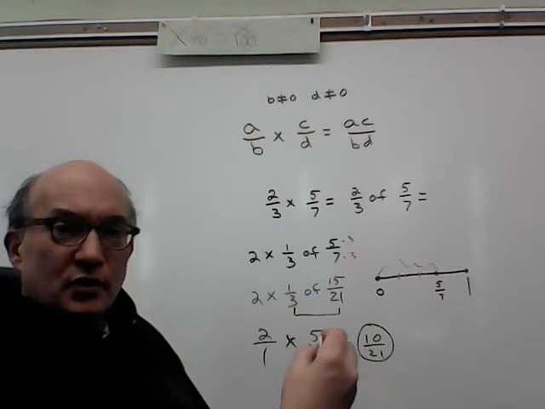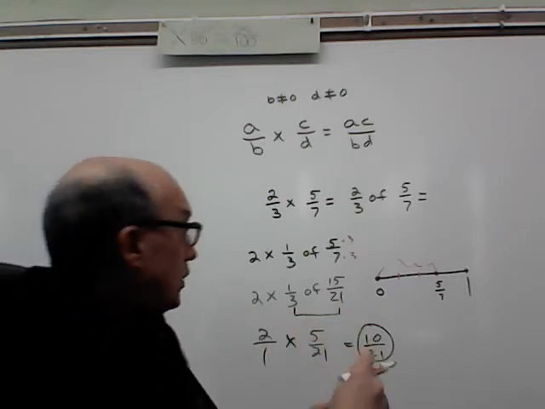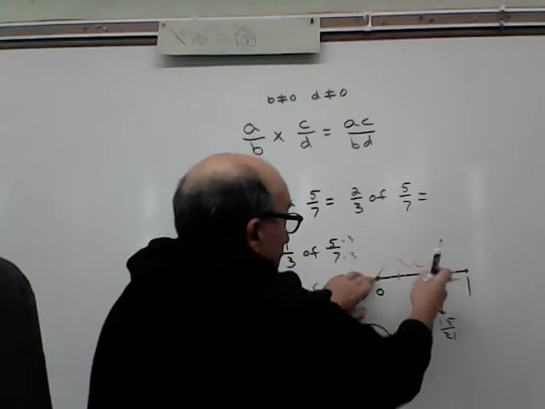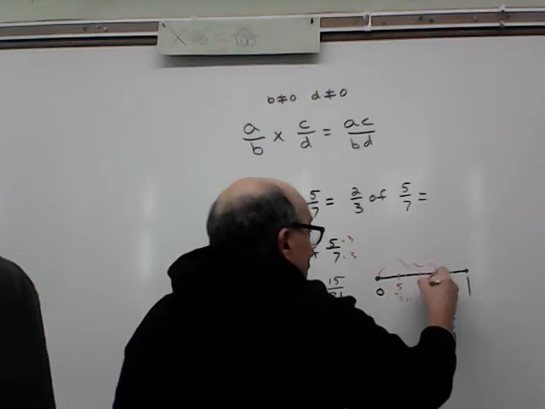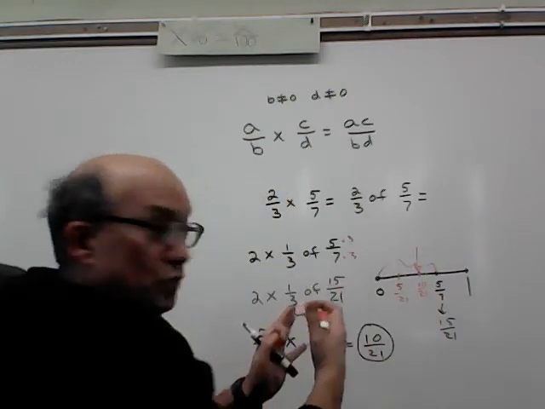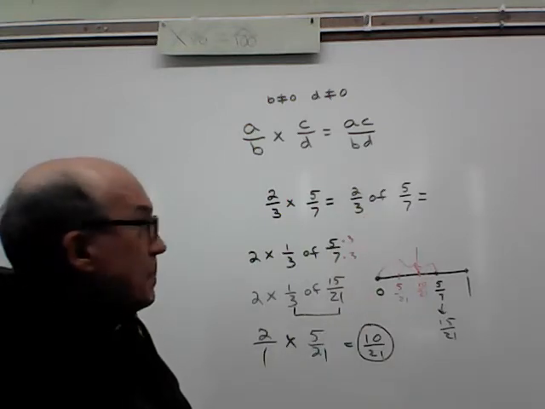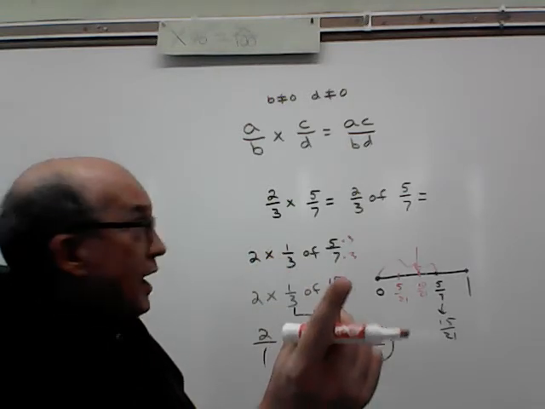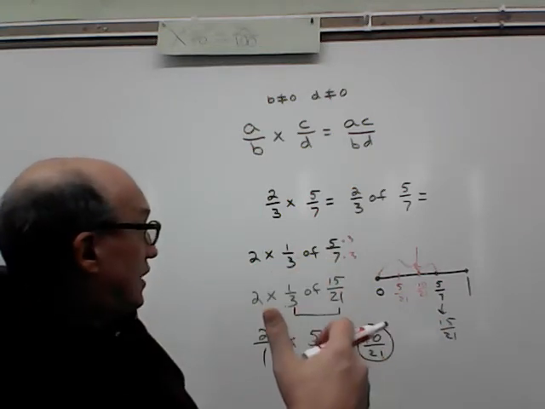But what are those numbers? Well, this is where converting the 5/7 into 15/21 comes in. If we think of this as 15/21 and we've divided that length into 3 equally sized pieces, then this would be 5/21 and that would be 10/21. And that point there is 2/3 of the length of the line segment that is 5/7. So there's one way to explain why we multiply across the top and bottom, why 2/3 times 5/7 is 10/21.